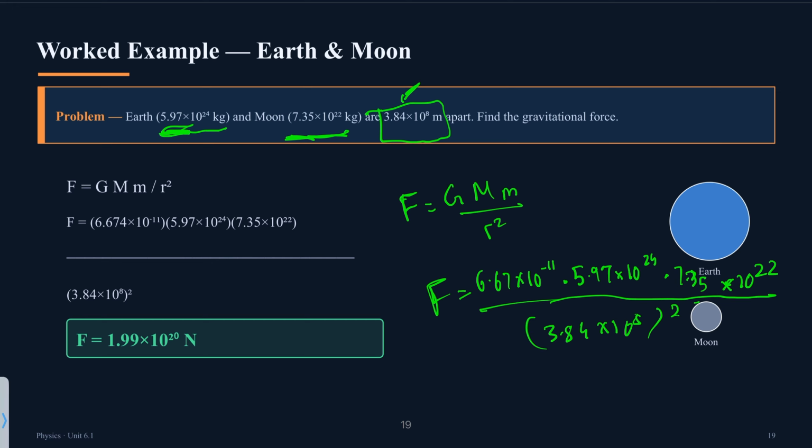So when it says this, it means the centers, okay? Because you measure these distances from the centers, not this distance, but this distance. Okay? You plug these in. I'm not going to use units here because it's going to get a bit messy if I do that, but it should give you approximately 1.99 times 10 to the 20 newtons. Okay?